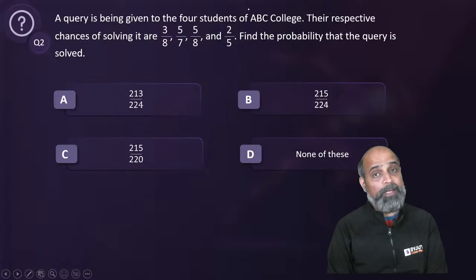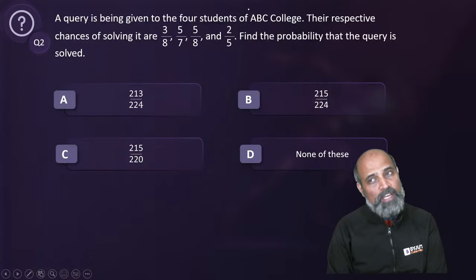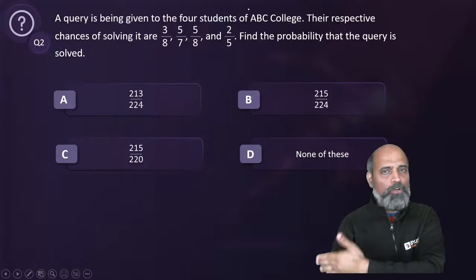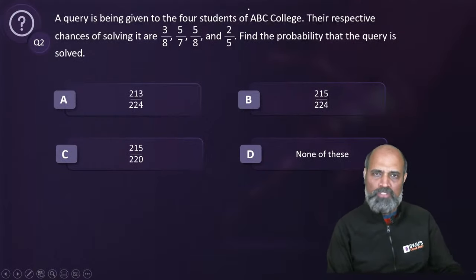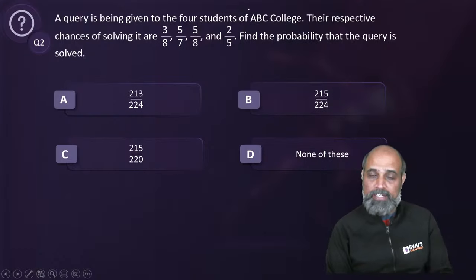Dependent event, independent event. Though iska zarurat nahi hai in order to solve this, right? But if you can figure out whether you are going to solve the question or not, it doesn't depend upon who else solved it. So it's independent, right? You are completely independent in whatever you are trying to do. So in the case of independent event, you multiply, right?